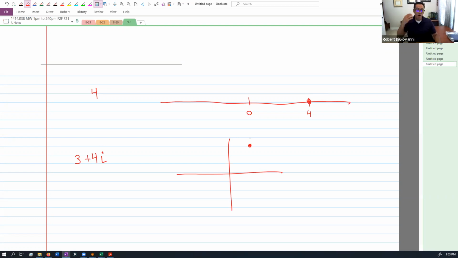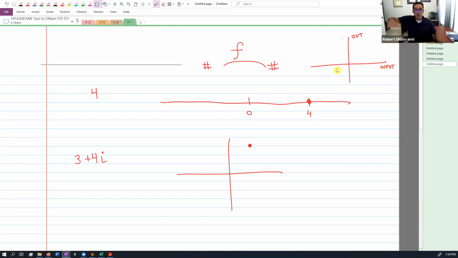So if I'm going to talk about functions that take a number to a number, like we've been doing, and then I have a graph, the input is the x-axis and the output is the y-axis.